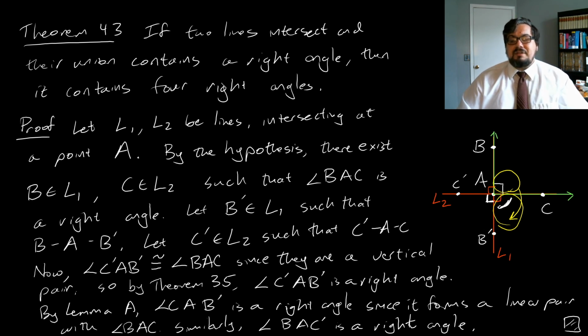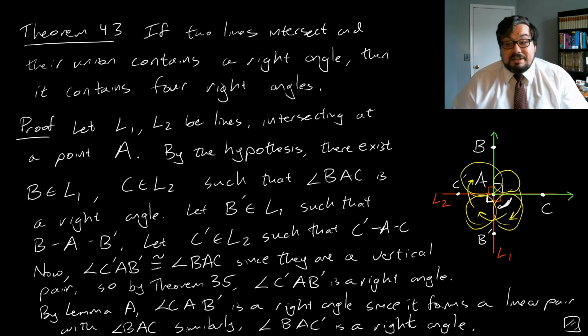And now that I know that B prime AC is a right angle, I could get that this angle, B prime AC prime, is a right angle because it forms a linear pair with B prime AC. And then I could maybe even continue around and prove that BAC prime is a right angle by observing that it's a linear pair with B prime AC. That would probably be a more efficient way of writing down the proof.